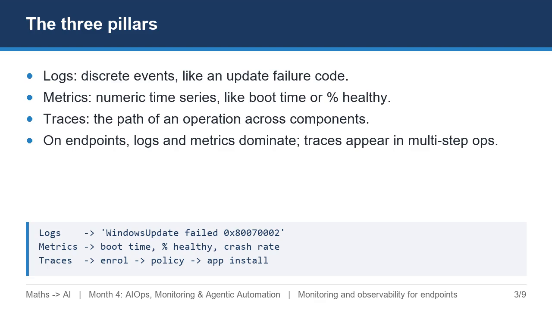Observability rests on 3 pillars. Logs are discrete events, like a Windows update failure with an error code. Metrics are numeric time series, like boot time, percentage of devices healthy, or app crash rate. Traces follow the path of an operation across components. On endpoints, logs and metrics dominate, but traces show up when you follow something like enrollment through policy application to app install, end-to-end.